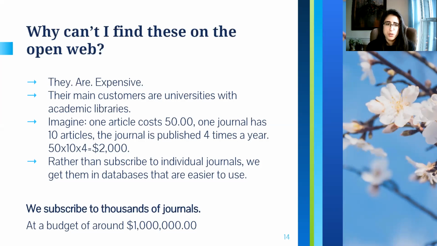So with this cost, I want you to imagine that one article costs $50. Let's say now that one journal has 10 articles, and that journal is published 4 times a year. So $50 an article times 10 articles in a journal times 4 times a year is $2,000. And that's just for one journal. The library subscribes to thousands and thousands of journals, and our budget tends to be around $1 million just to have access. Also, rather than subscribing to just the individual journal, we get them in those databases that I talked about earlier, because they're cheaper and we can get subscriptions, and all of that information is housed in one place rather than trying to keep track of all of those individual journals.